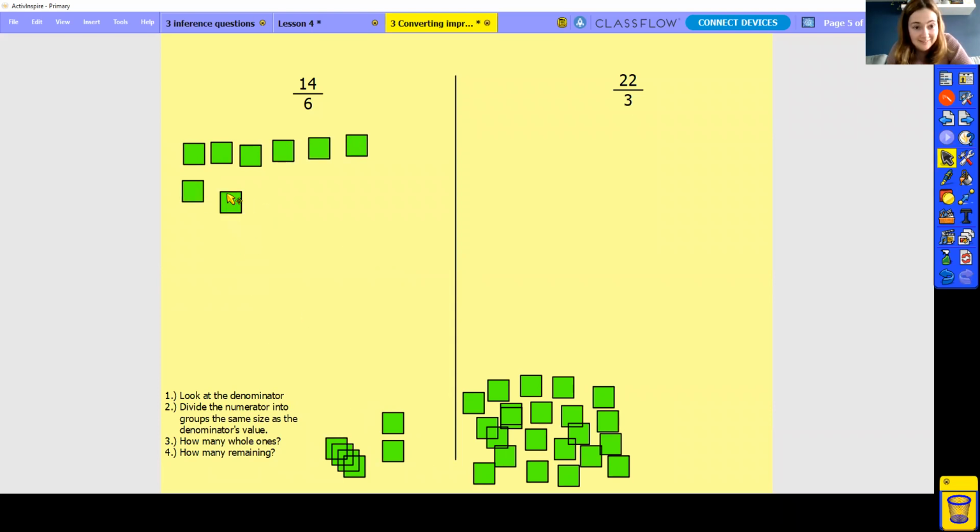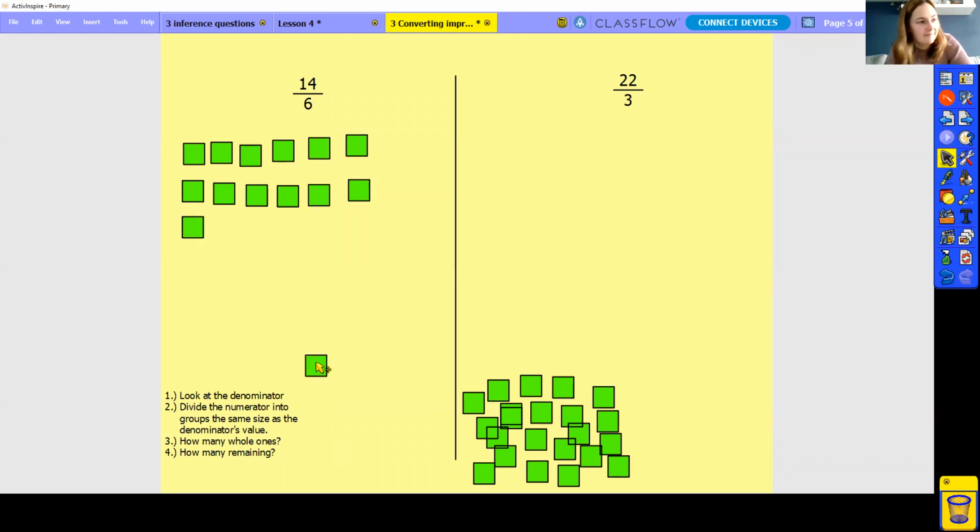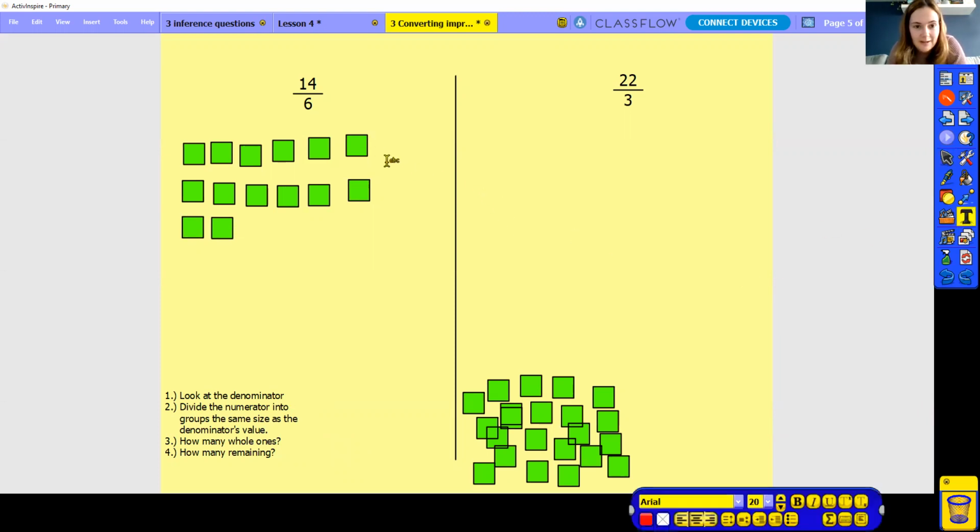1, 2, 3, 4, 5, 6. And then we've got these extra 2. Okay, so here we can see we've got 2 full groups of 6. We've got 1 group here, 2 groups here. We've got 2 full groups of 6, and then we've got 2 out of 6 left. So we've got 2 and 2/6.